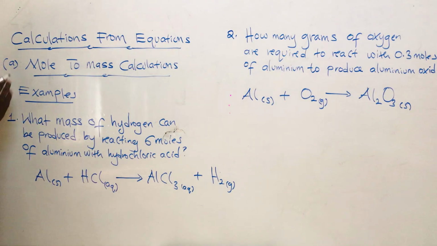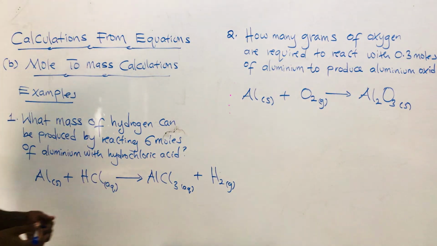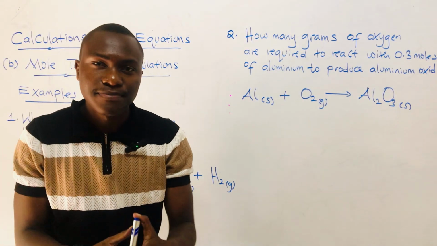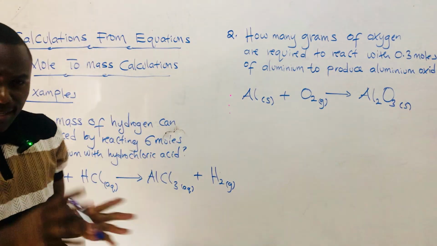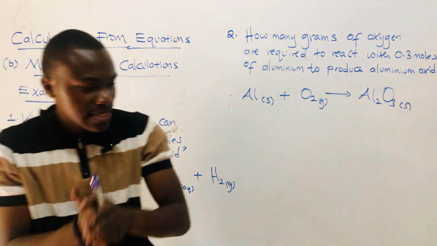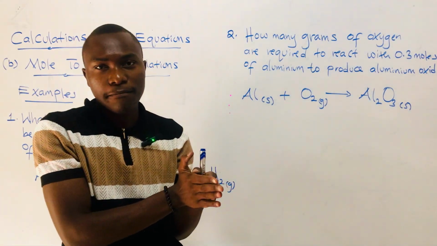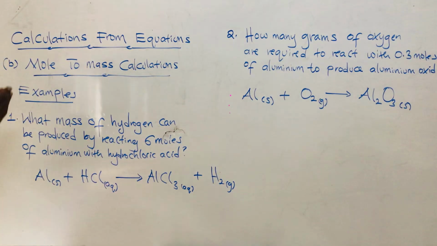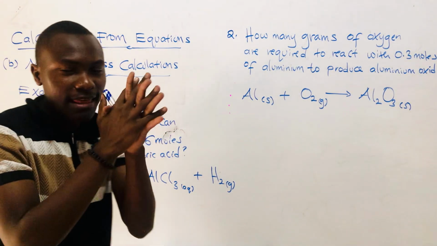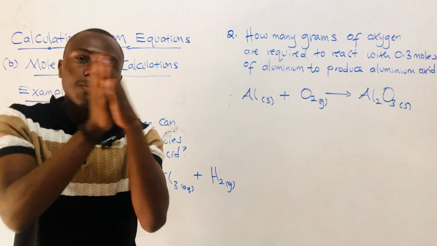B, remember we've been looking at mole to mole calculations, and now we go to mole to mass calculations. In the previous examples, we were given the number of moles and then asked to calculate the number of moles again. But here, we are given the number of moles and then we're going to be asked to calculate the mass. So, mole to mass now.